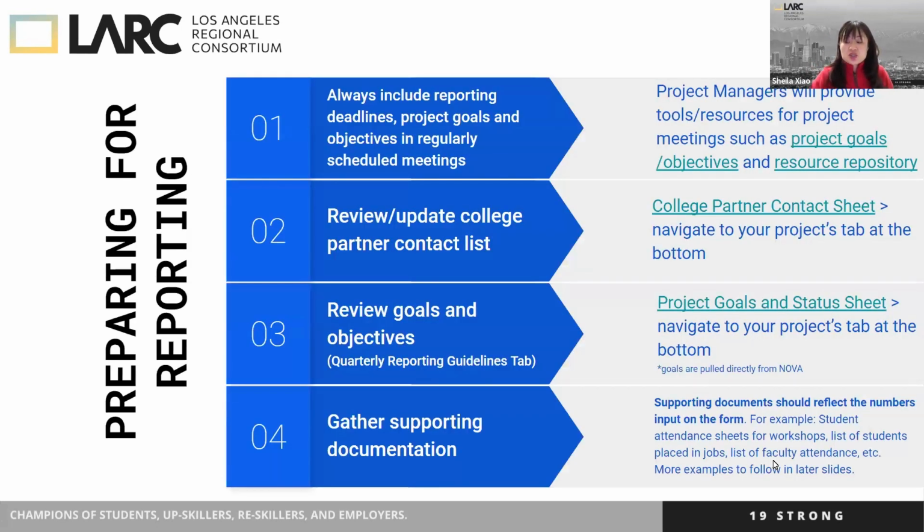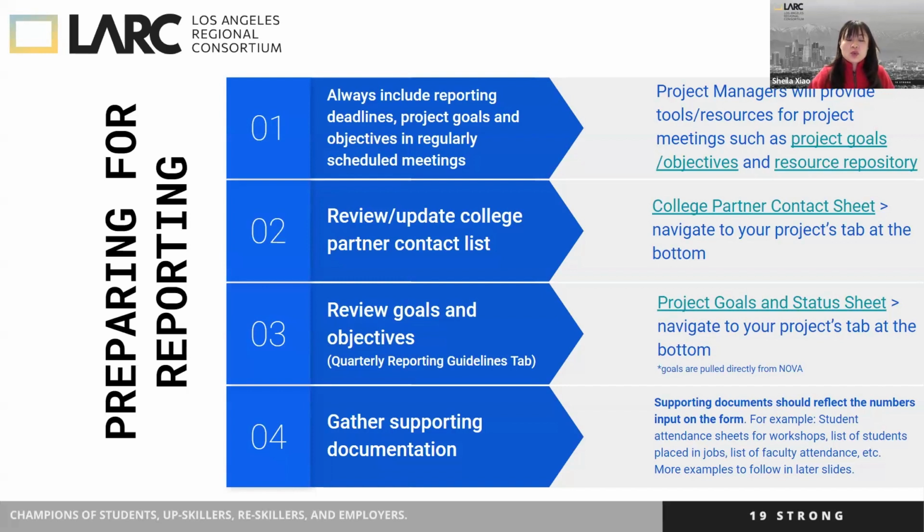So what do you actually need to do to prepare for reporting? To ensure successful reporting, here are some best practices for project leads to help prepare. First, always include reporting deadlines and, more importantly, the stated project goals and objectives in regularly scheduled project meetings. We've created 2 resources for you. One is the project goals and objectives sheet, which includes all of the noted goals, objectives, activities by project that was reported into NOVA. And then secondly, we have the resource repository sheet that includes all supporting documents for each project and for the consortium.